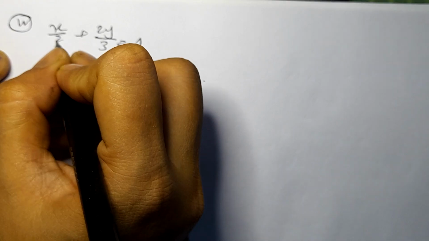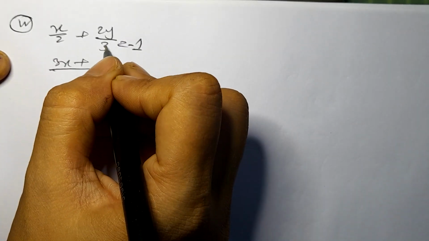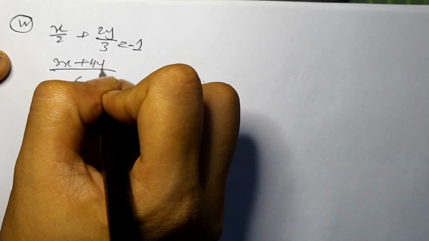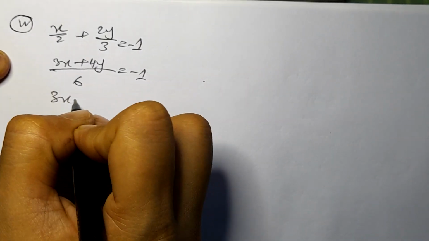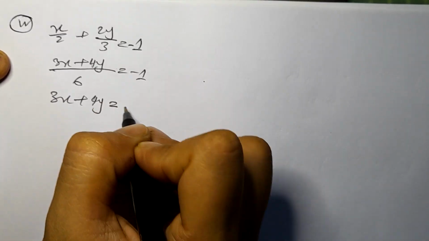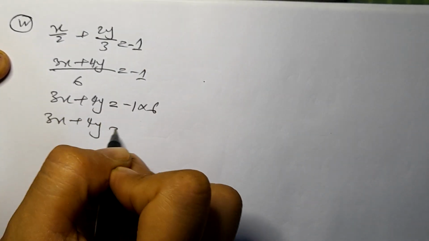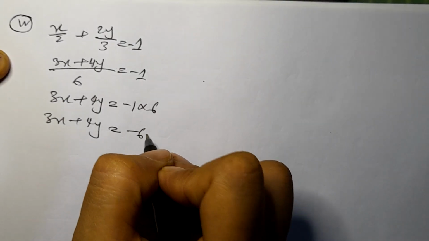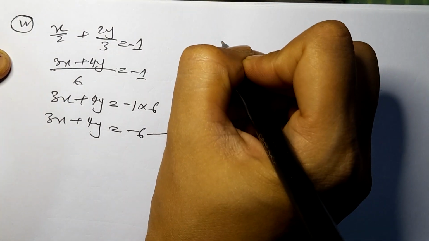Now divide 6 by 2, it will be 3. 3 into x will be 3x, plus 6 divided by 3 is 2, 2 into 2 is 4y, equal to minus 1. Take the 6 to that side, so it will be 3x plus 4y equal to minus 1 into 6. So that is 3x plus 4y equal to minus 6. Keep it as equation 1.